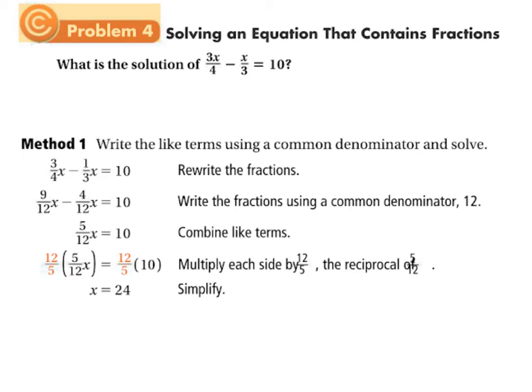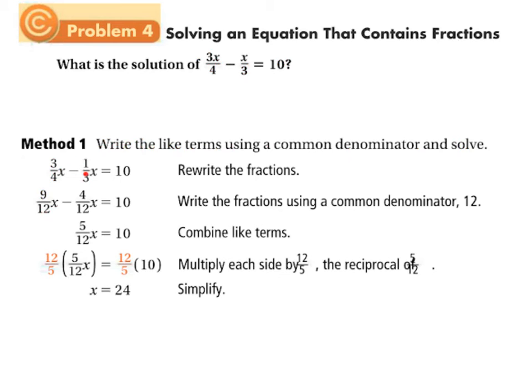All right. So this is the equation, 3x over 4 minus x over 3 equals 10. We can't combine these together because they don't have a common denominator. What's the first method? We're going to write them using the common denominator, and then we can solve it. So what's the common denominator of 4 and 3? It is 12. So you can rewrite this 3/4 x as 9/12 x, multiplying top and bottom by 3 to get the common denominator of 12.